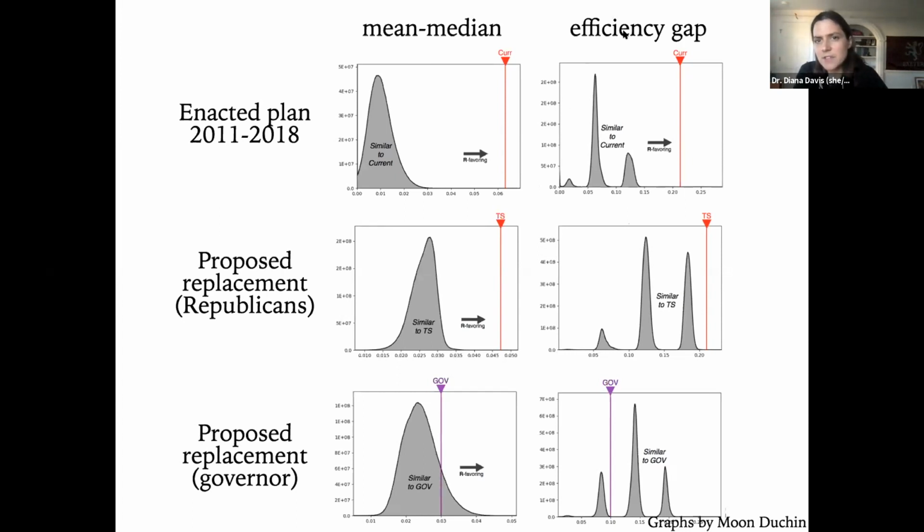And then if we use this other measure of fairness called efficiency gap, it's a little tougher to understand. This one is not as nice because it's got a bunch of bumps, but you can see that the enacted plan was an outlier in both cases, and the governor's plan was not.